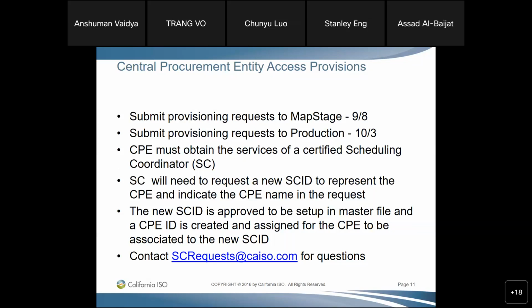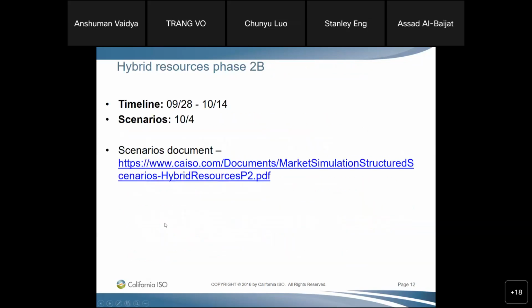Any questions from anyone here at this point? All right, moving on. Next we have Hybrid Resources Phase 2B. We are still planning to do the scenarios on the 4th of October, and the scenario document is available here in the link. As I mentioned earlier, we have opened up master file right now, and we are in the process of uploading all the resources to the master file so that you can review them. Anybody have any questions regarding this project?